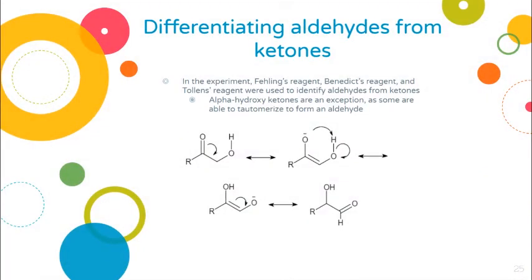Let us discuss the three different tests used to differentiate aldehydes from ketones. In the experiment, Fehling's reagent, Benedict's reagent, and Tollens reagent were used to identify aldehydes from ketones. Common to all three of them is the exception of alpha hydroxyketones from the test. The reason for this is the ability of alpha hydroxyketones, or at least some of them, to tautomerize. This tautomerization forms an aldehyde, which shows a positive result to the test.